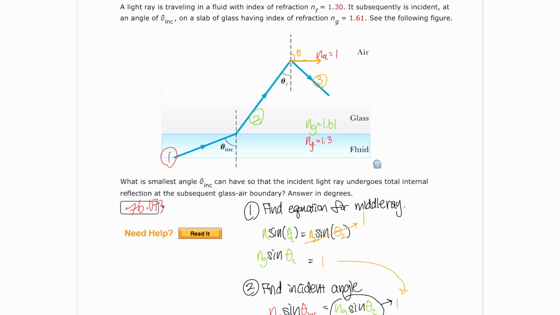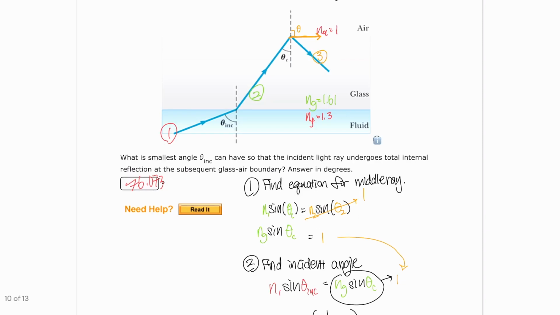So I set up the Snell's law equation. Here we're given n2 is equal to the air, so it's just 1, and theta 2 is also 90 degrees since it's a critical angle question, so this whole thing just becomes 1. And then I plugged in the values for the glass and this critical angle theta.